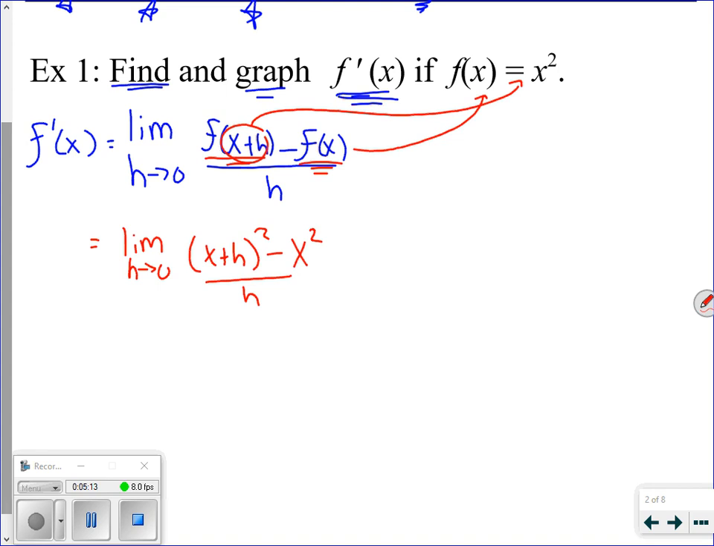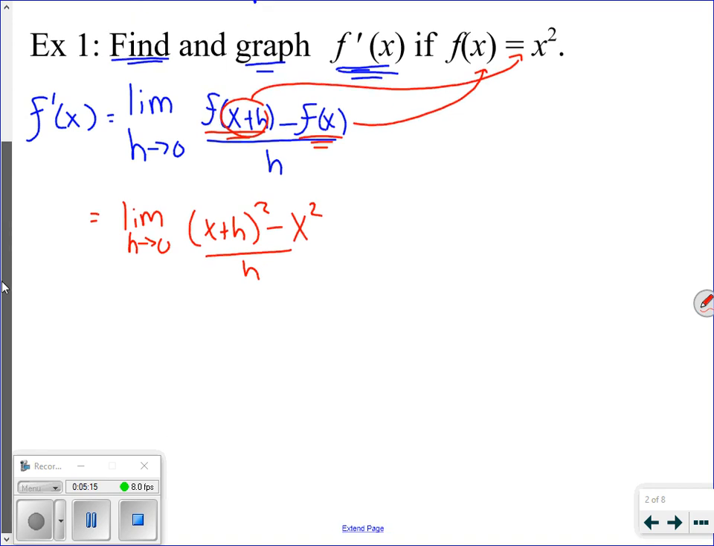And once we set up the definition, it just goes back to our limits unit, just being able to simplify and reduce. So that's nothing new. Let's just do that real quick. As h approaches 0, I'll expand the top.